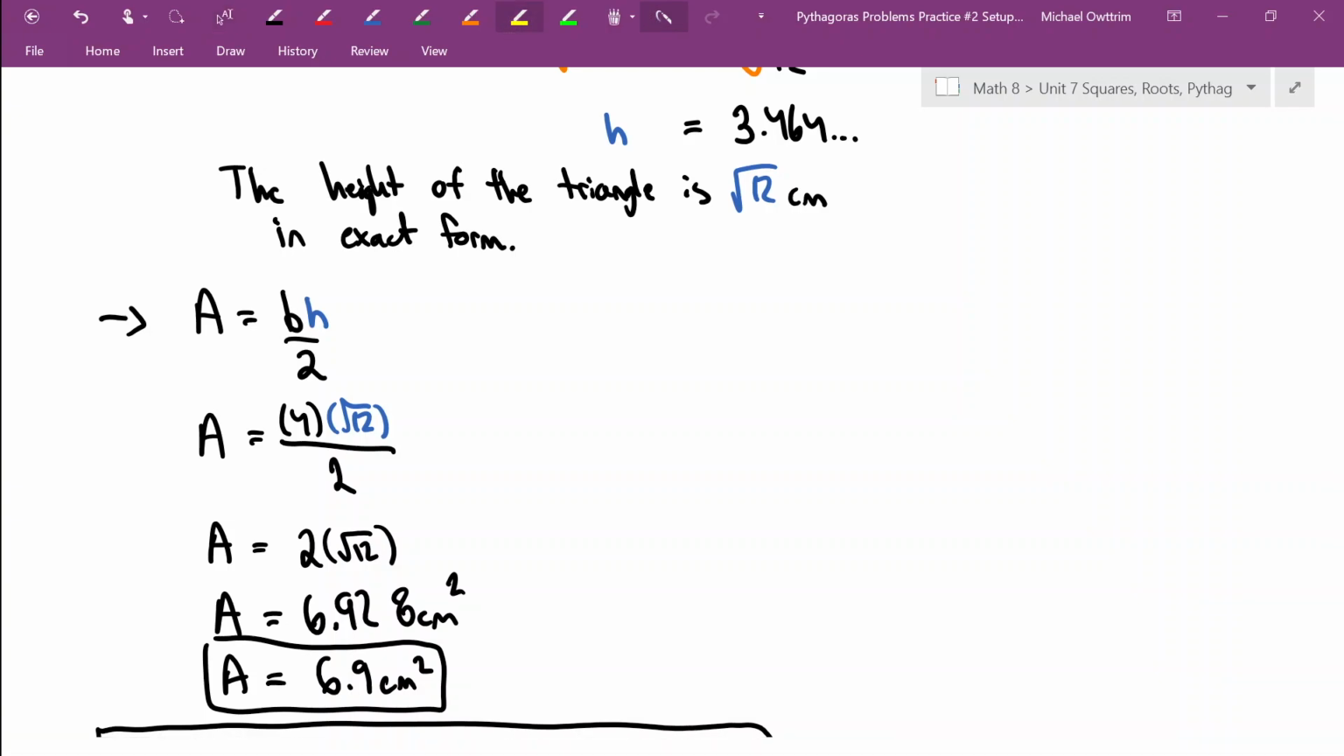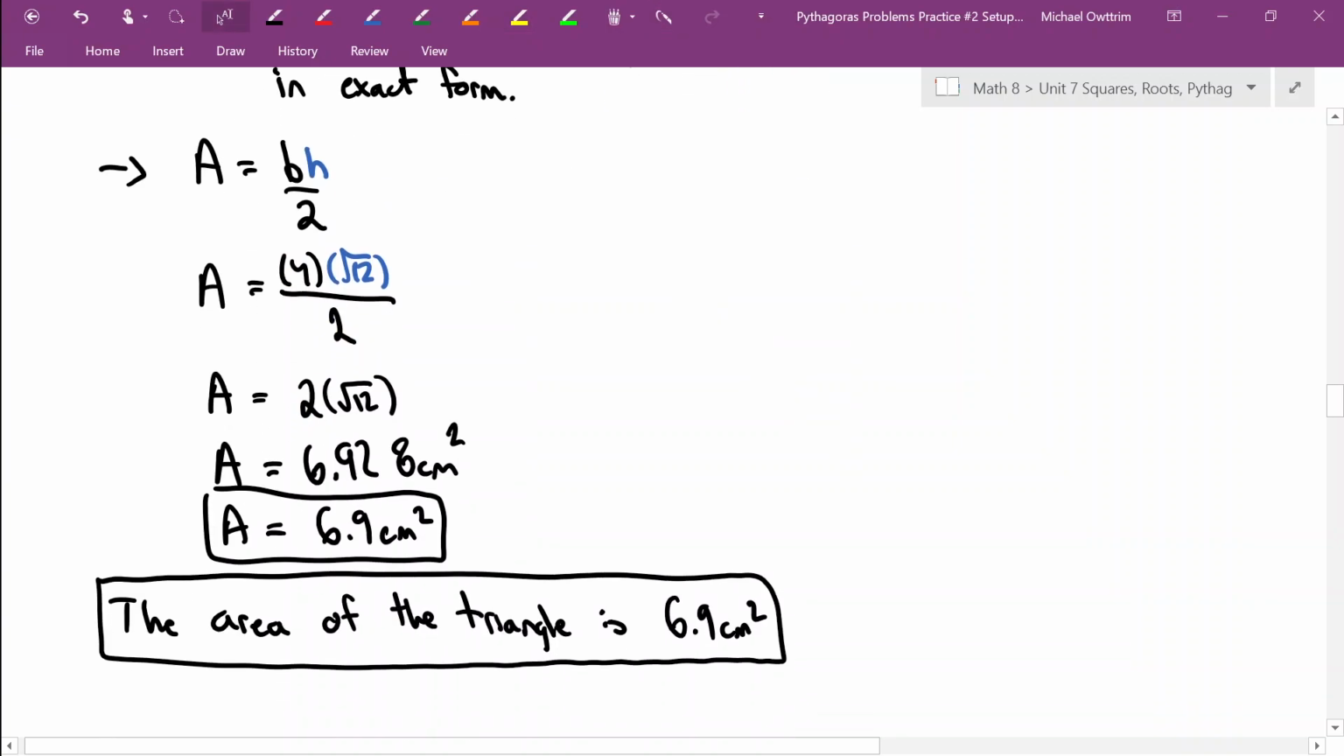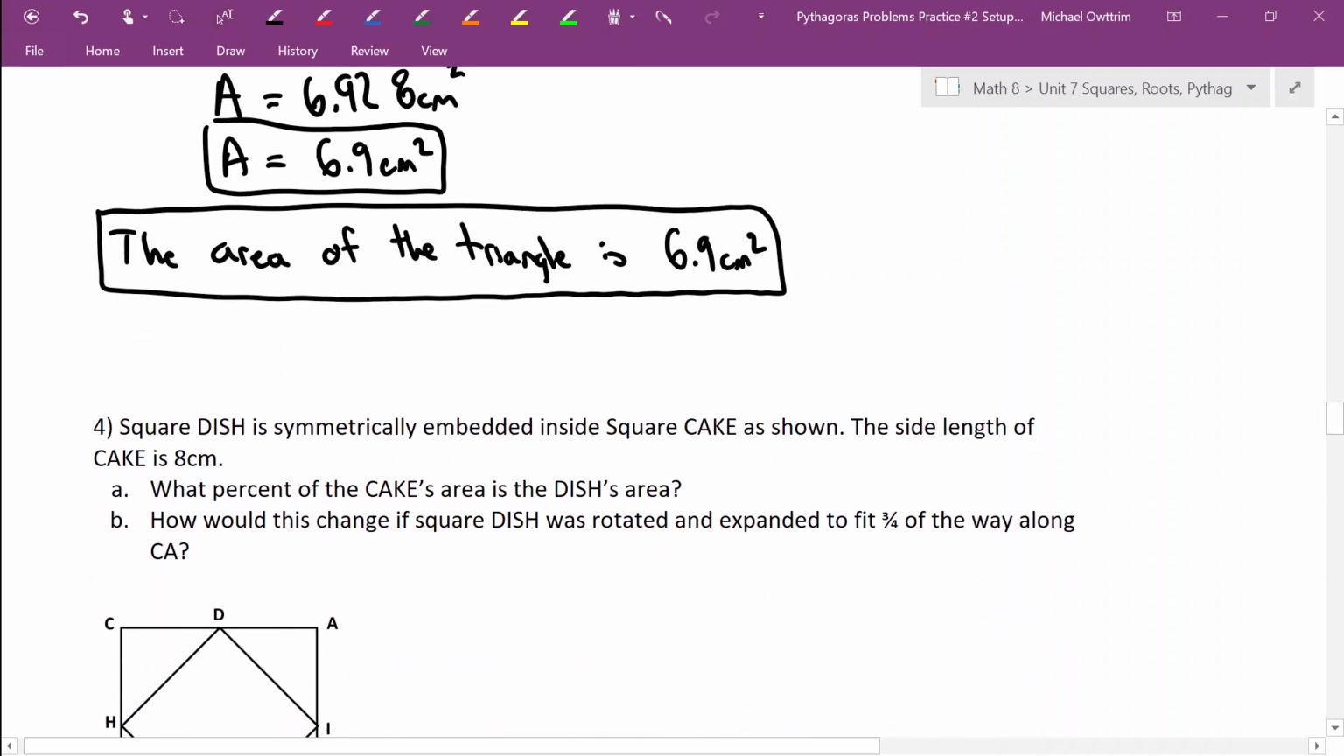Now, 4 divided by 2 gives me 2. And then 2 times the square root of 12 on my calculator gives me 6.928, which is 6.9 centimeters squared, rounded to the nearest tenth.